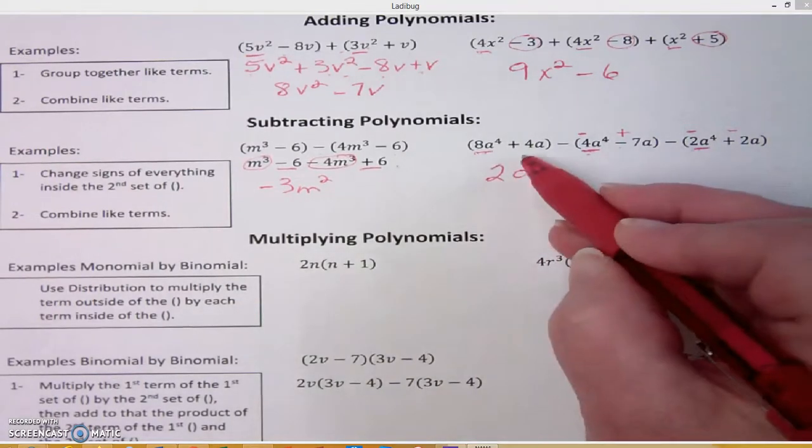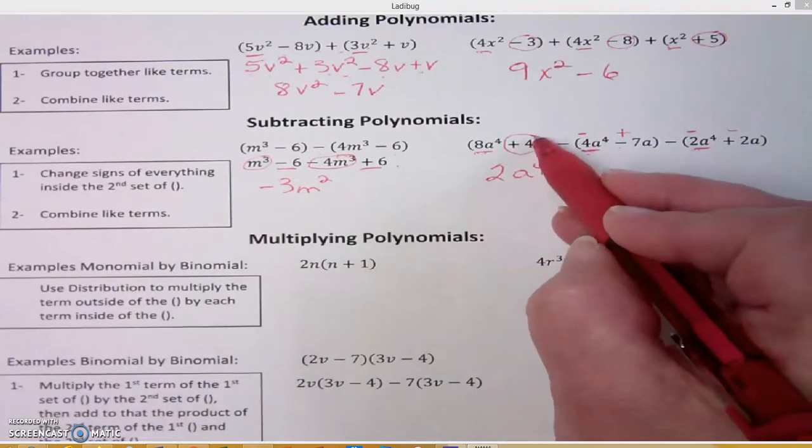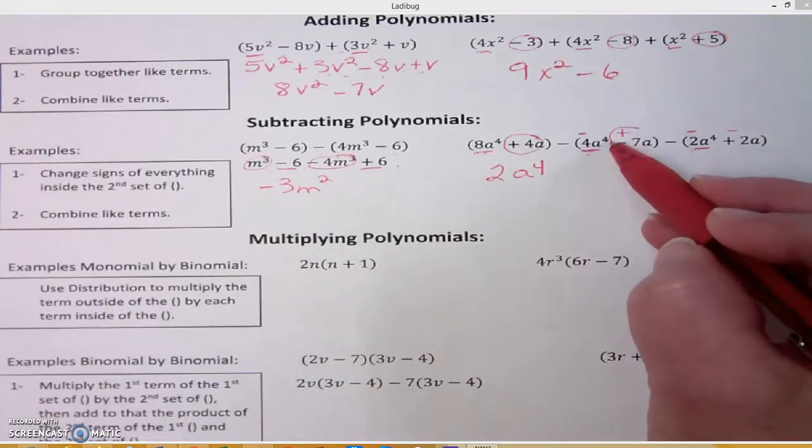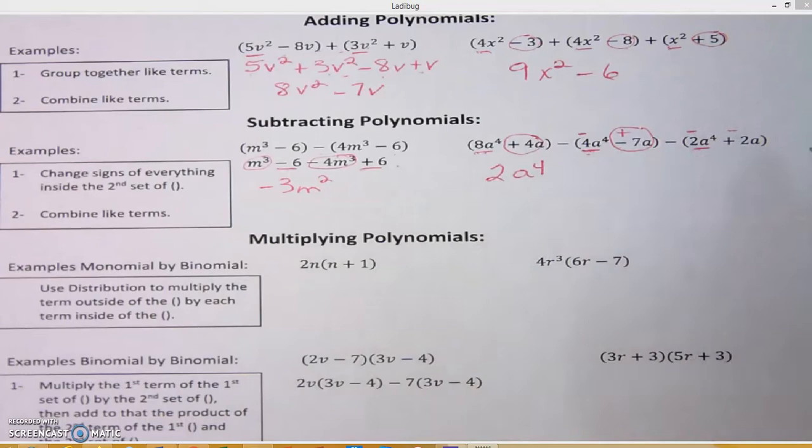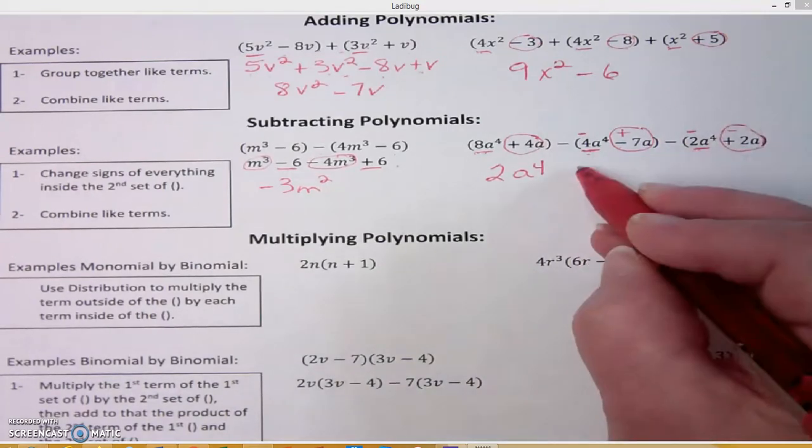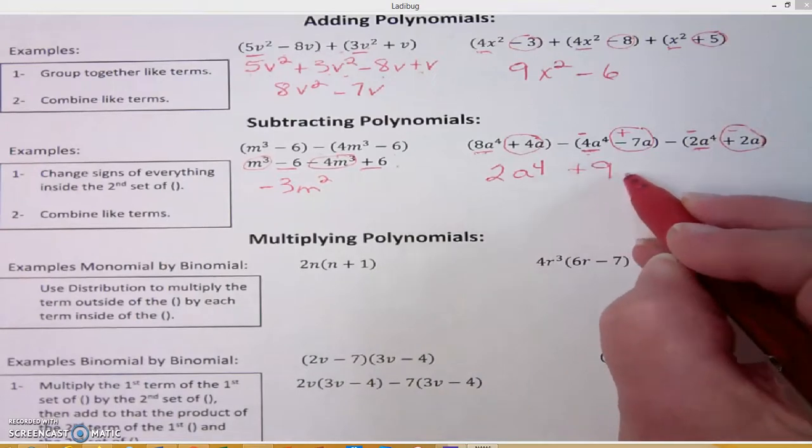And now I have all these a's. I have a positive 4a plus a 7a. That's going to give me 11a. And then I'm going to subtract 2a, and that would give me 9a.